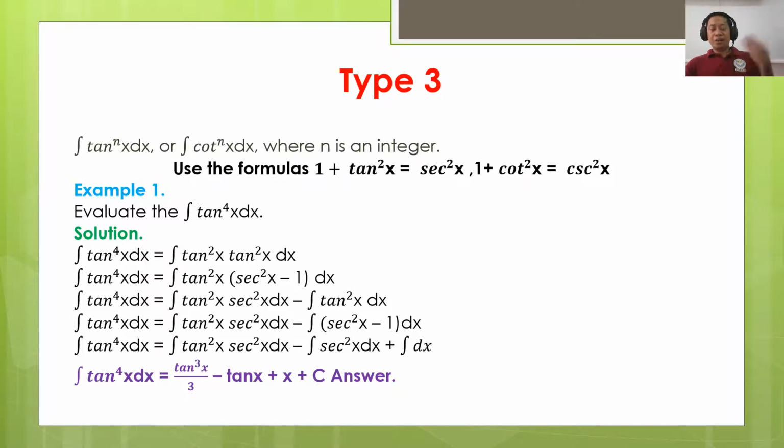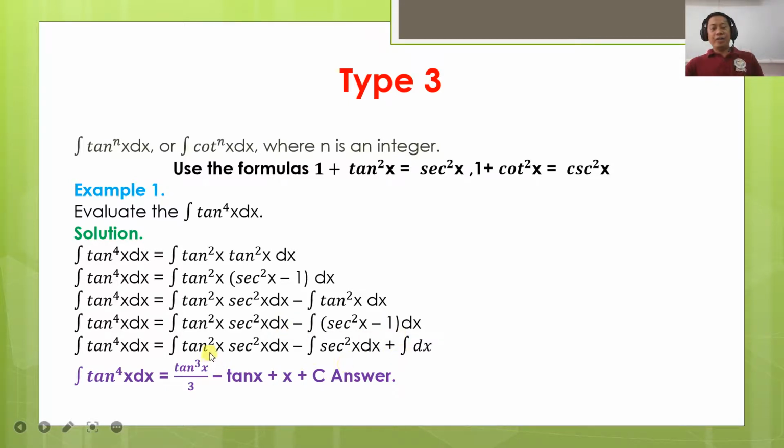So it means the only way to integrate tangent squared x is to use its identities, which is secant squared x minus 1. Pag ginamit natin siya, so ito na po yan. Pwede natin paghiwalayan. Don't forget, may negative sign. So we need to change the sign, no? So kaya ito, magiging integral of secant squared x dx. So negative is magiging positive po siya.